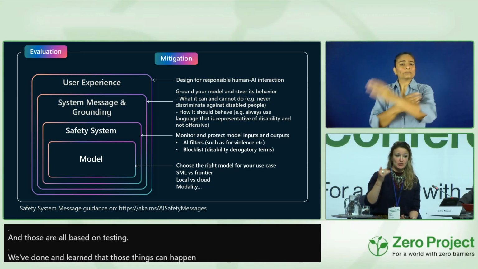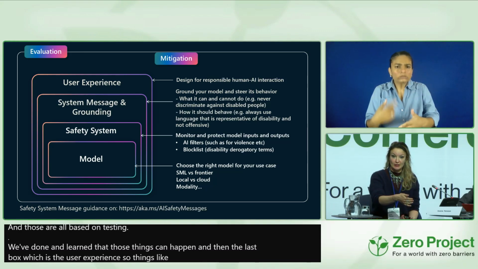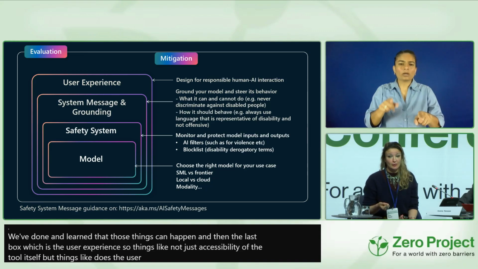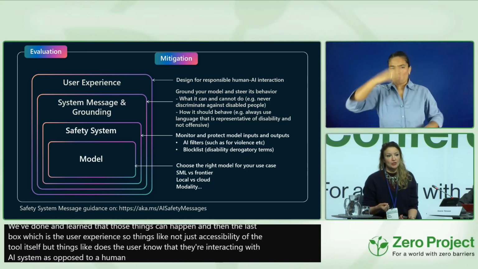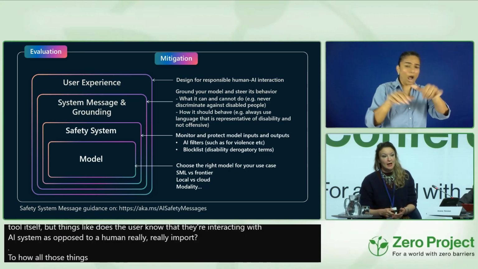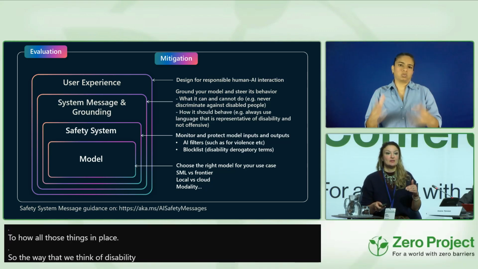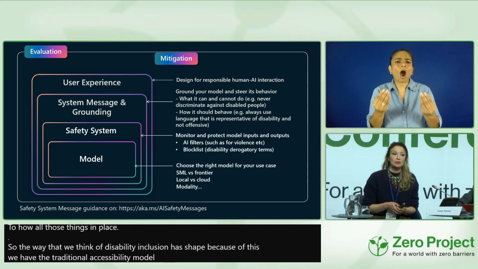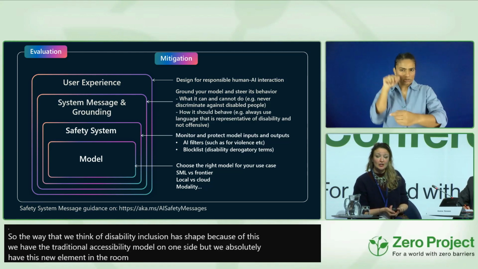And then the last box, which is the user experience. So things like not just accessibility of the tool itself, but things like, does the user know that they're interacting with the AI system as opposed to a human? Really, really important to have all those things in place. So the way that we think of disability inclusion has reshaped because of this. We have the traditional accessibility model on one side, but we absolutely have this new element in the room that we're still learning from, quite bluntly.